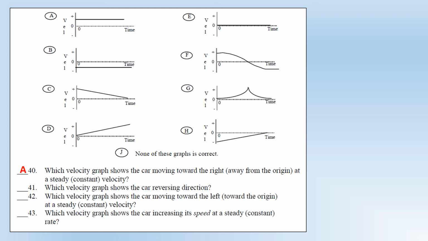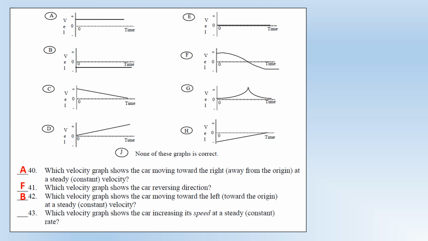Which velocity graph shows the car reversing direction? That's clearly graph F, because for a while velocity is positive, then velocity is negative, meaning it's changed direction. Which velocity graph shows the car moving towards the left at a constant velocity? So going to the left would mean you'll get negative, but velocity stays the same, so it's constantly negative.